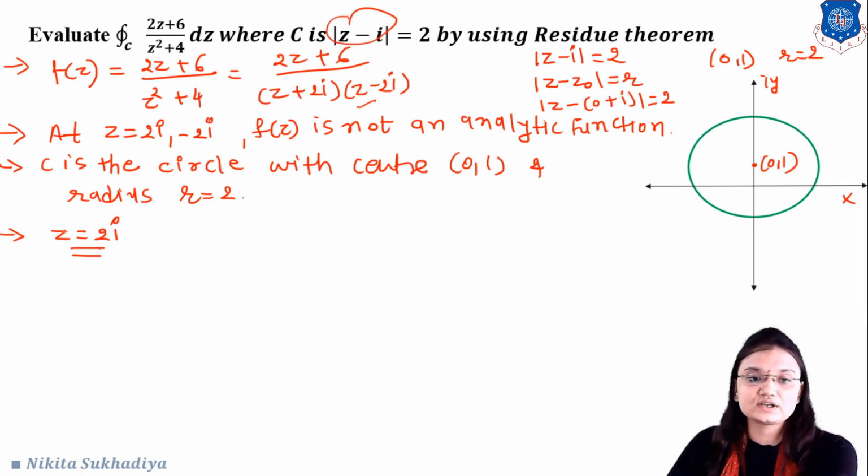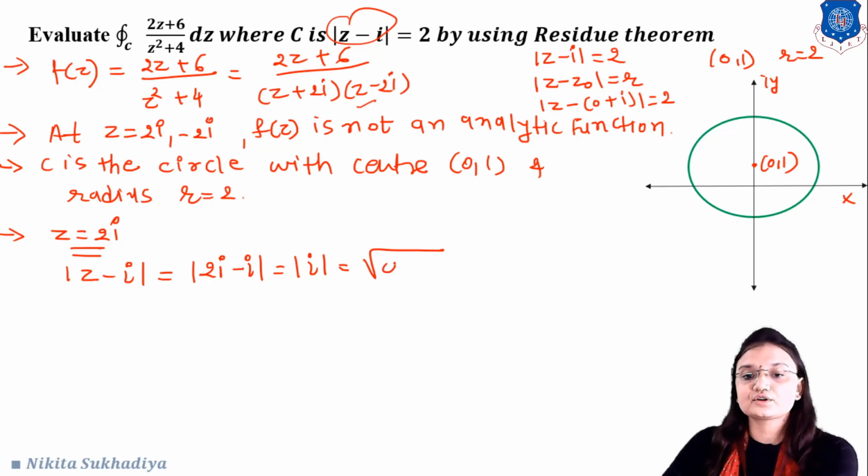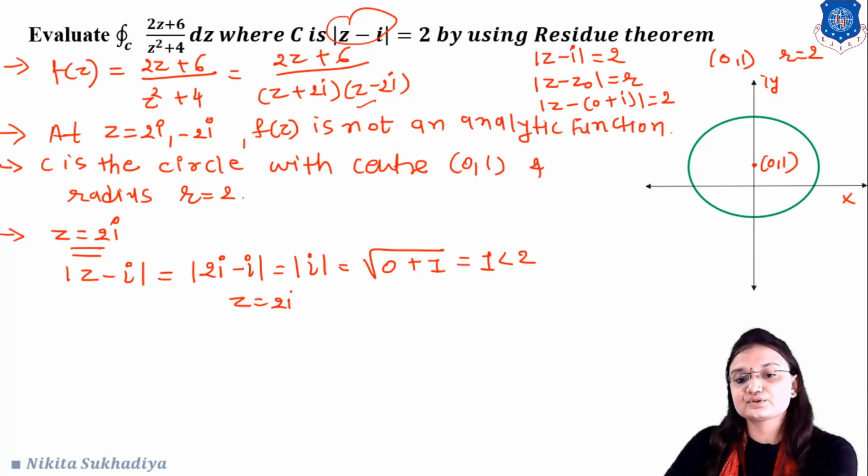So here we have modulus of z minus i. Put z = 2i, so this will become modulus of 2i − i. So this is modulus of i, and modulus of i is nothing but the square root of real part squared plus imaginary part squared. So this will become 1, which is less than 2. So we can say that z = 2i lies inside the circle C.